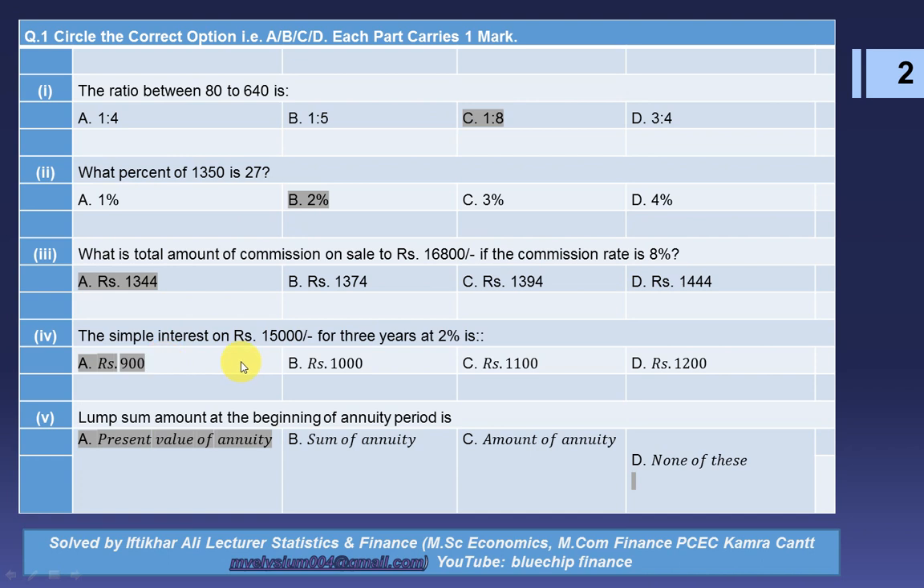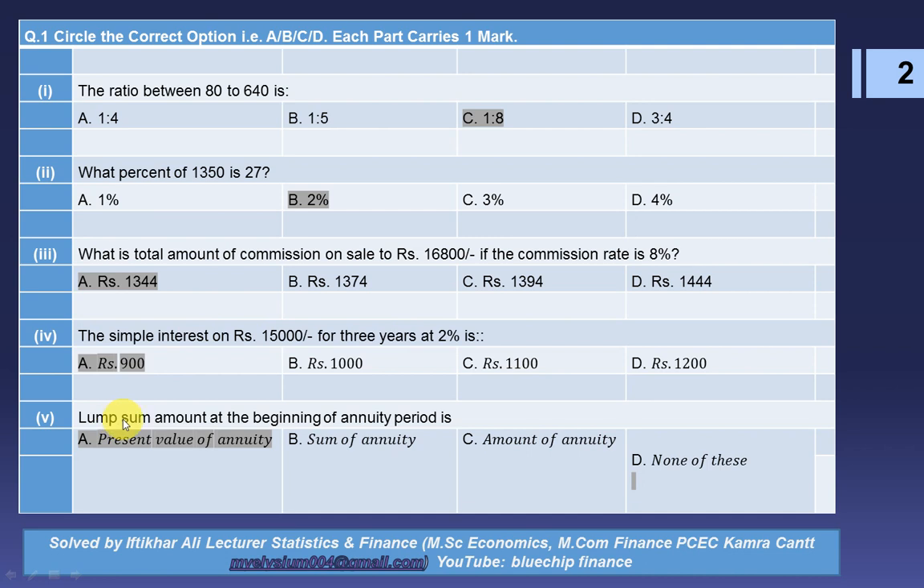The simple interest on rupees 15,000 for 3 years at 2% is, correct option is 900. Here you can apply the formula for simple interest, which is equal to PRT. P is the principal amount, 15,000. Interest rate is 2%, multiplied by 0.02. 15,000 multiplied by 0.02, and for 3 years, so multiply by 3.